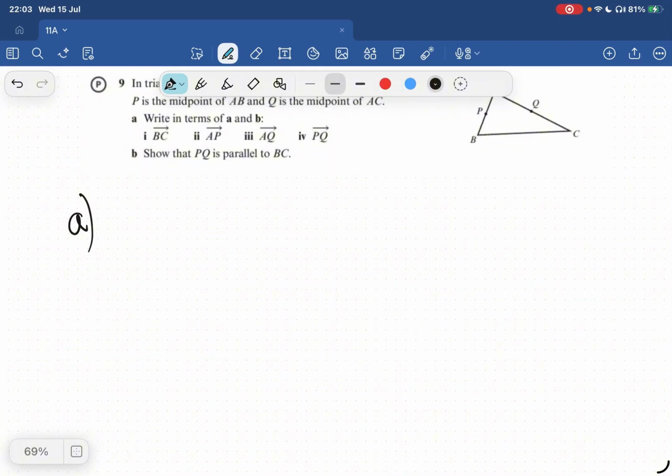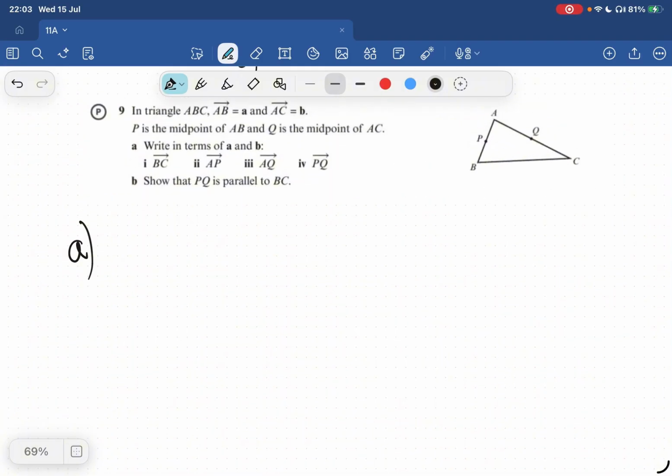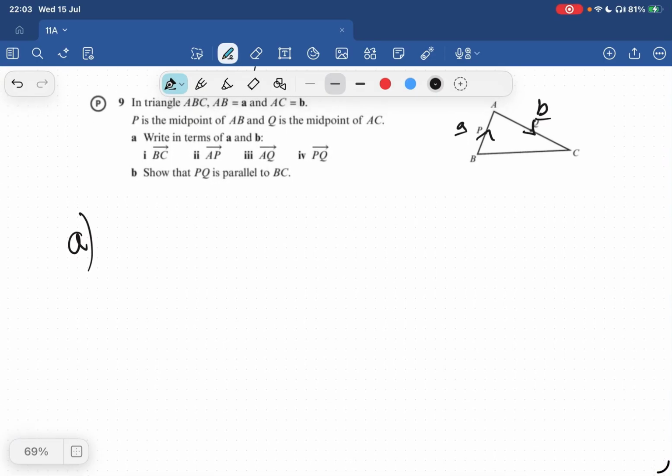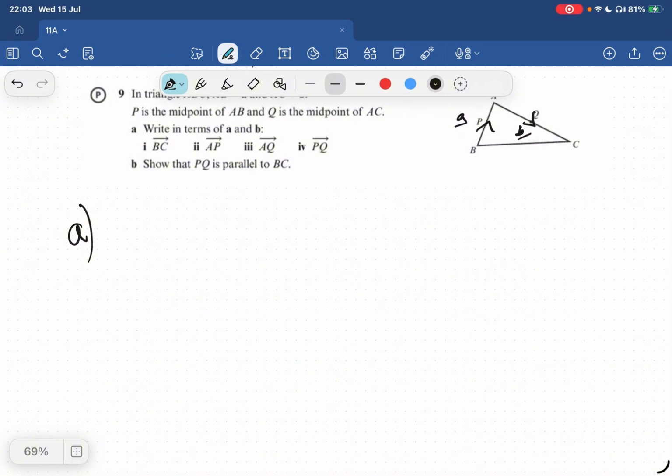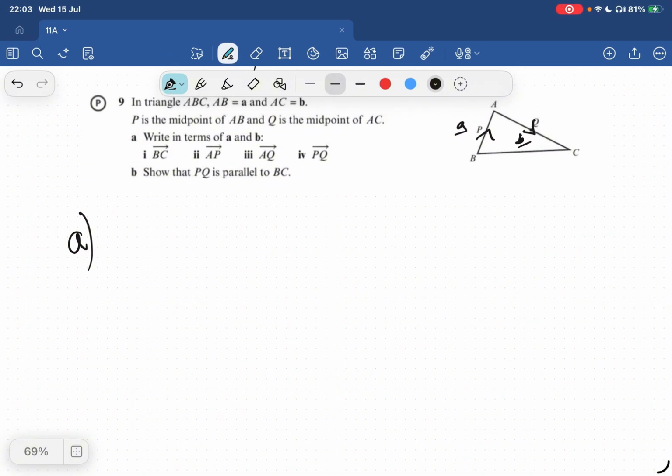Right, in terms of a and b, let's label what a and b are first. A to B is a, and then A to C is b. I should probably not cover Q so much there. All right, in terms of a and b, B to C. We want this one here. B to C, we follow the path round, it's going to be negative a plus b.